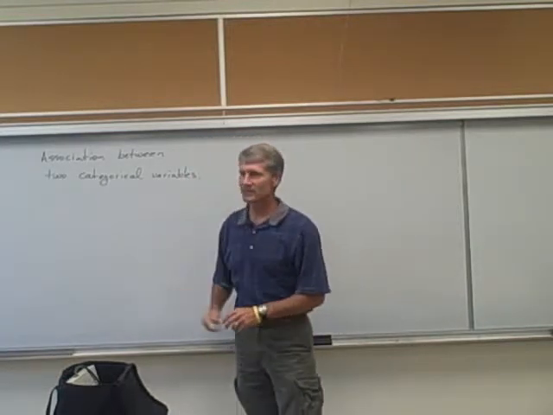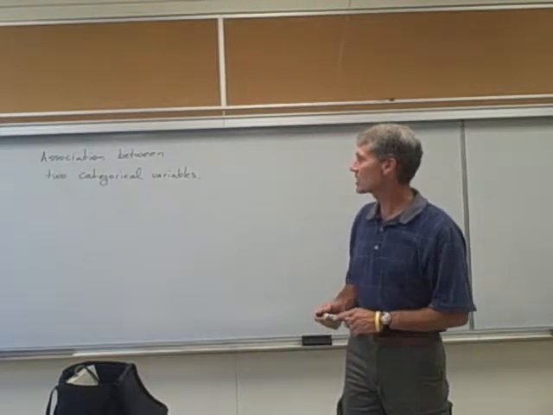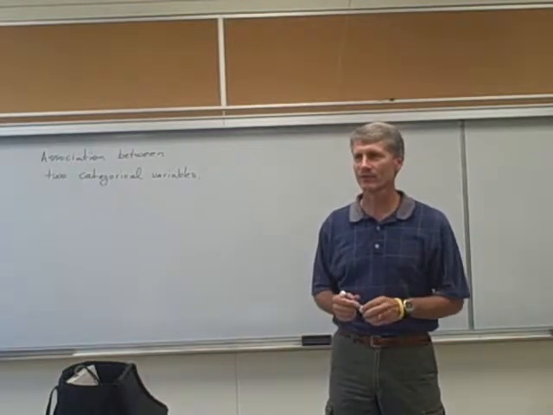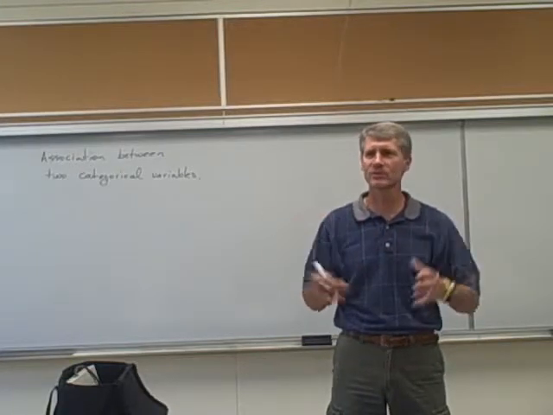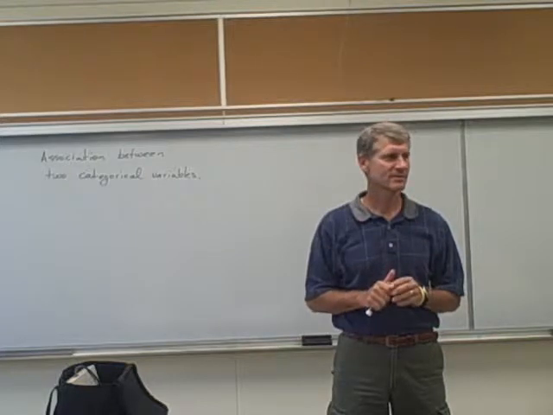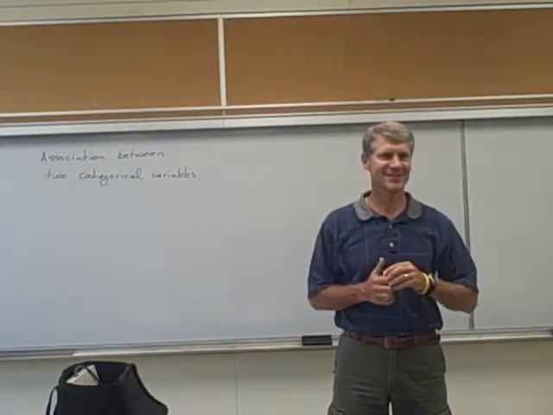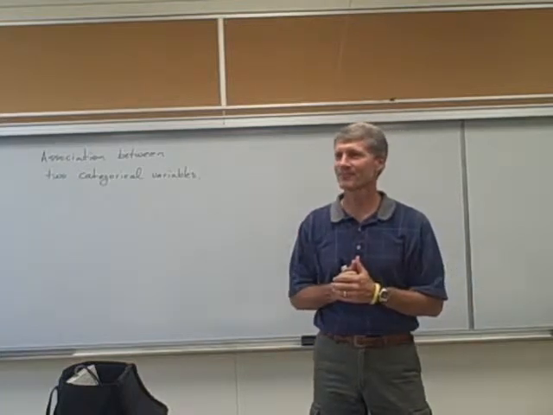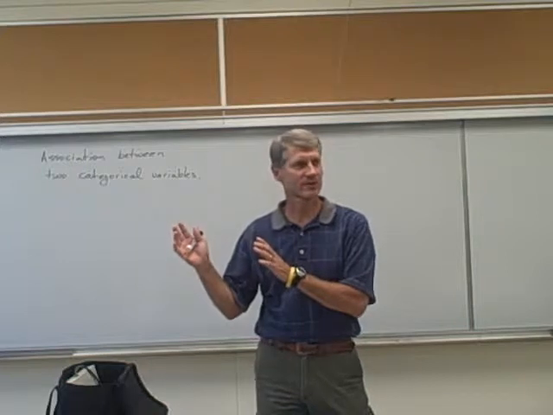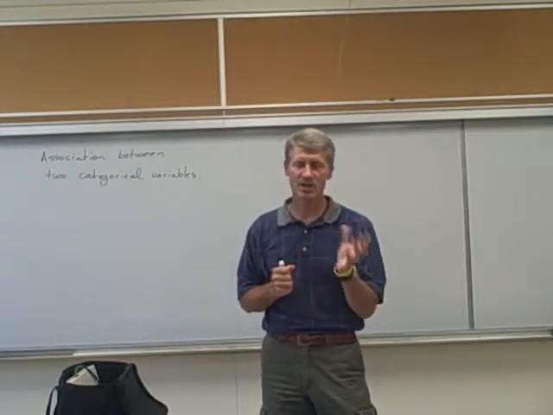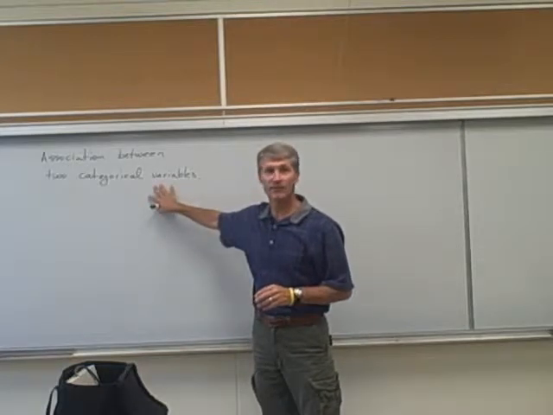Last time we talked about section 3.1, which was association between two categorical variables. And how did we show that association? What tool did we use? A contingency table, right? Or also known as, remember the other word? Cross-tabulation. So cross-tabulation or contingency table we use to show association between two categorical variables.